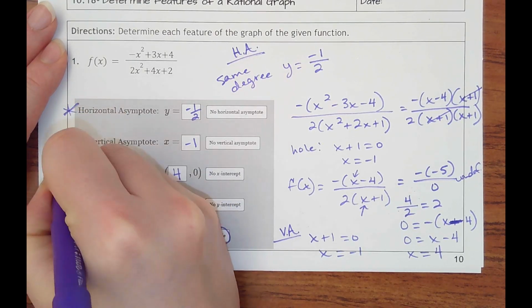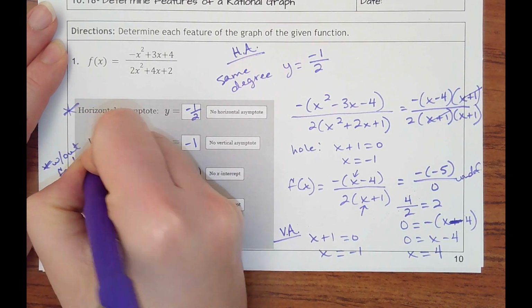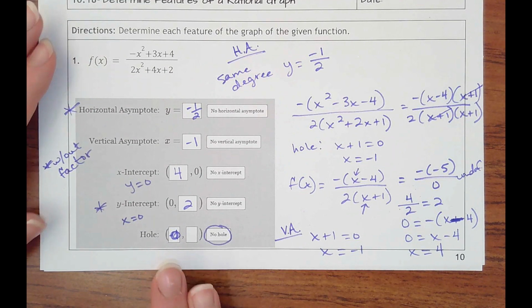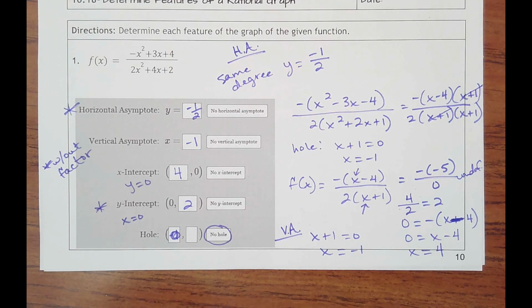But everything else you have to factor to figure it out, because there might be a hole that's causing an issue. Okay, there's 2 more we're going to do. If you go to the next page.